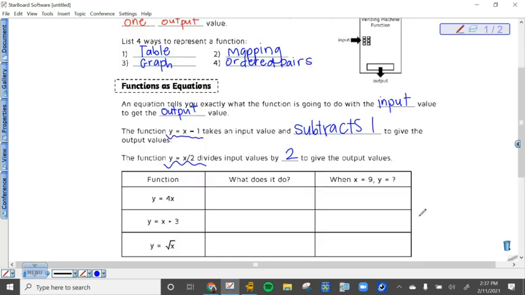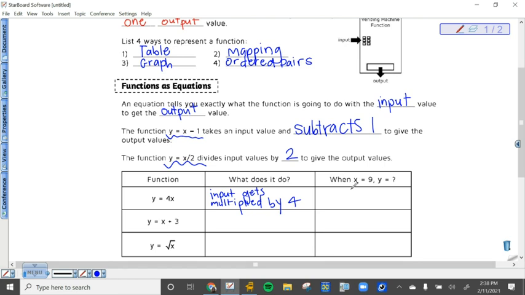Okay, so let's go through these 3 examples. Y equals 4x. What does it do to the input? What happens to the x? Yeah, the input gets multiplied by 4.